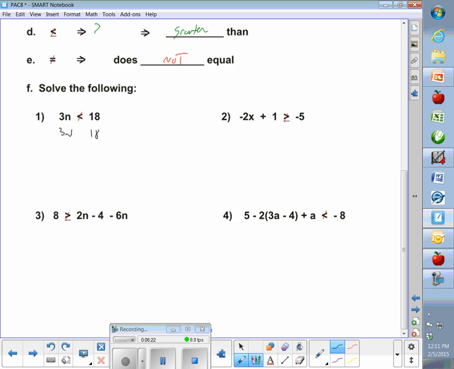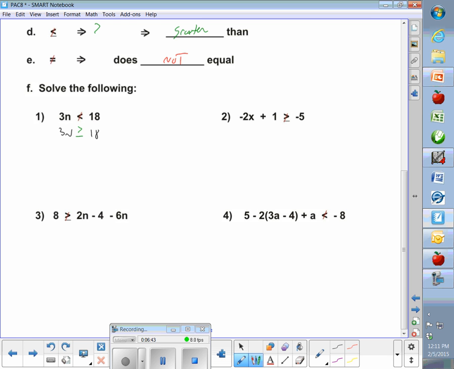So instead of a is not less than, what should I put? Greater than or equal to. So right off the bat, I take care of the negation. Does that make sense? Now it's a problem we know how to do, right? Now all we're doing is isolating the variable.